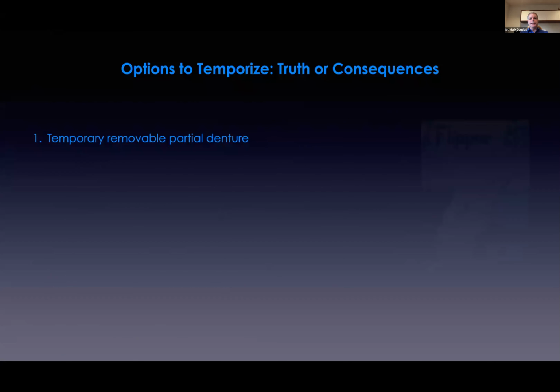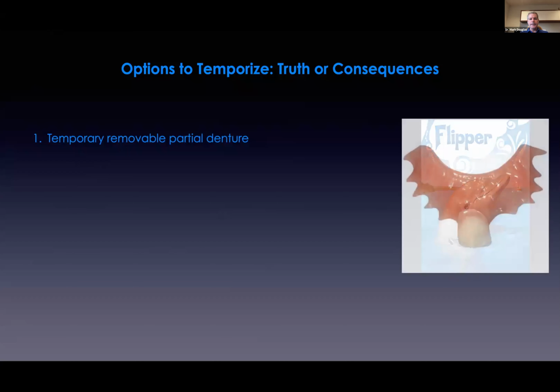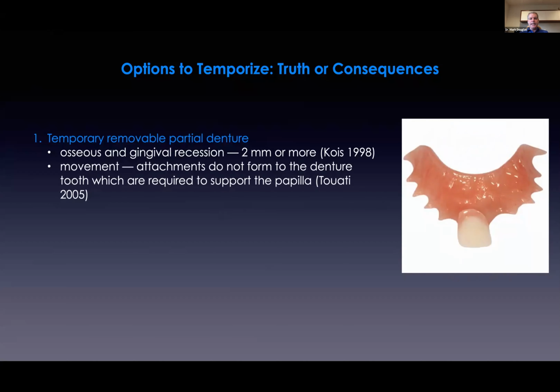Temporary removable partial denture, we call that a flipper. With a flipper, you will get osseous and gingival recession, but it'll be 2 millimeters or more because you're not immediately provisionalizing your implant. The problem with these is they exhibit little micro movements, which means the gingival attachments do not form to the denture, which are required to support the papilla.